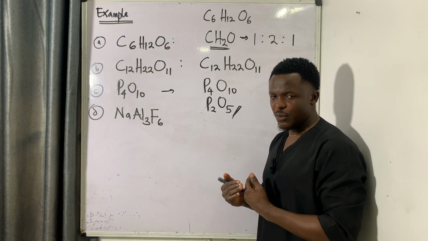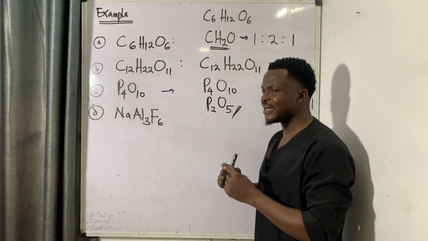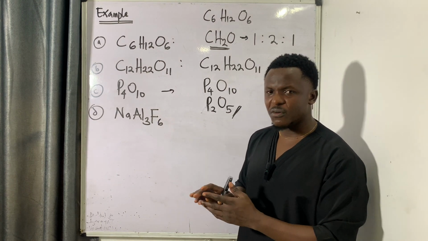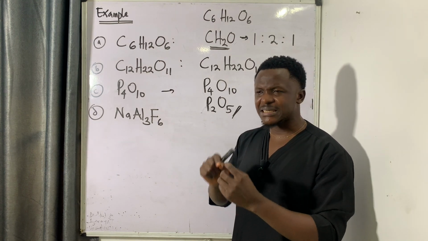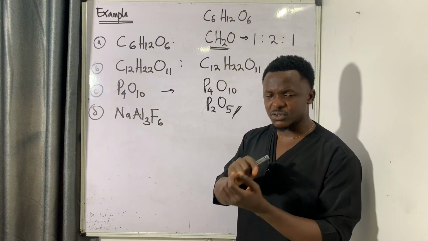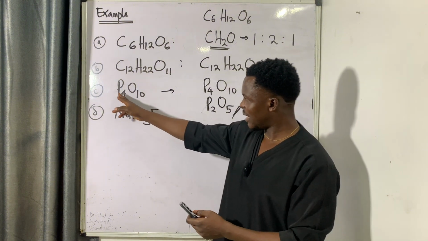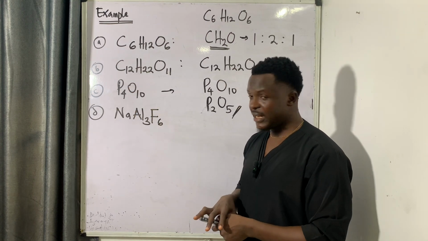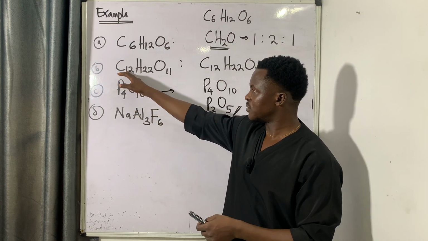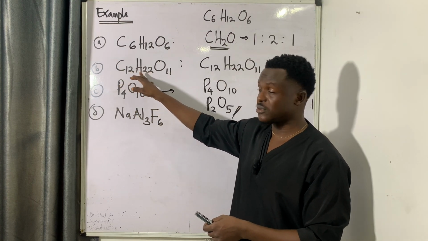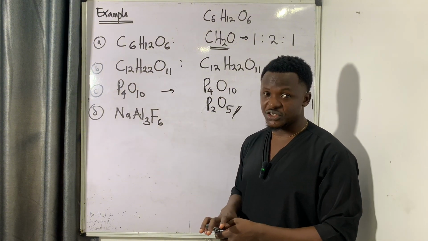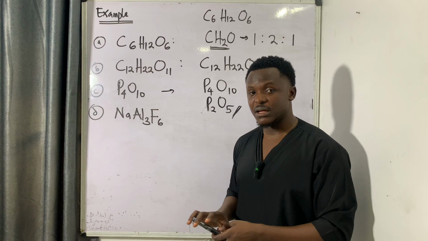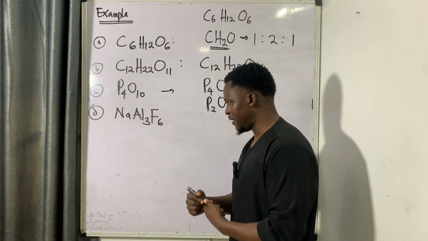I believe you understand how we're making progress, because empirical formula says it is the simplest formula, whereas molecular formula is a formula that tells us the exact number of atoms of each element. So here we have 4 atoms of phosphorus, 10 atoms of oxygen. All right. Here we have 12 atoms of carbon, 22 atoms of hydrogen, 11 atoms of oxygen. However, this compound turns out to also be the empirical formula. Now let's look at the last one here.